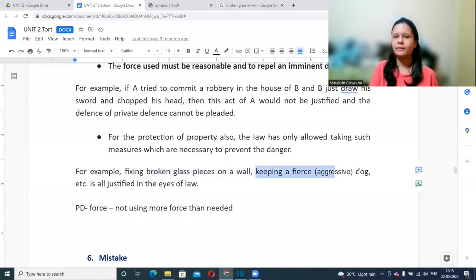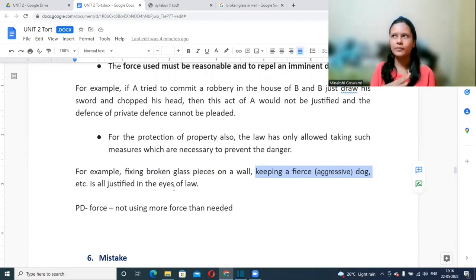Then someone might keep a fierce dog, right? Very dangerous dogs they would keep, and they would even put a sign on the main gate saying, I am on duty, or something like that. Beware of dogs, something like that. It's not just that. They would put a picture also, saying, see, this is the dog that we are keeping, and you better do not enter. That means these are certain things which are justified in the eyes of law.